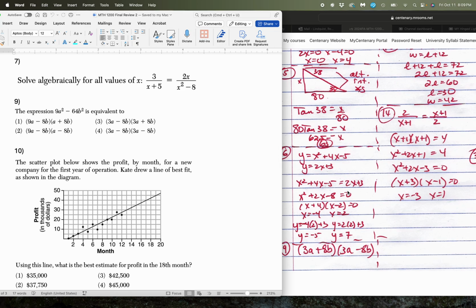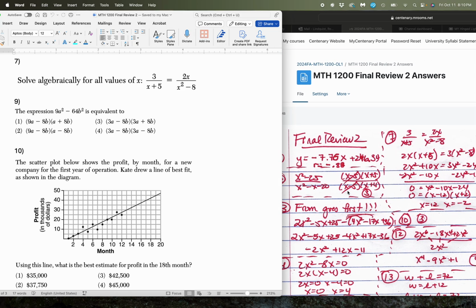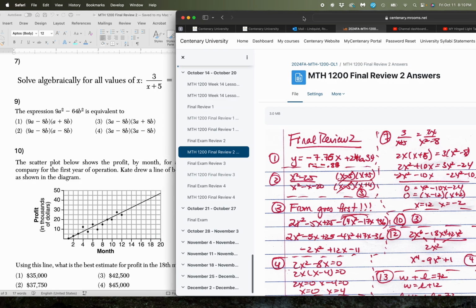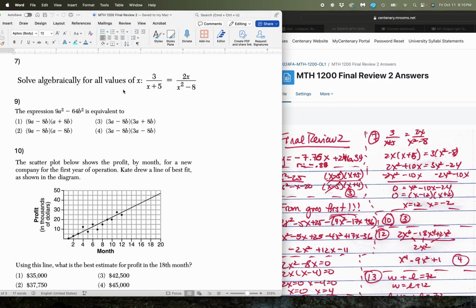Okay, number 7 is up here. Let's move this over a little bit. It's a cross multiply situation. 2x times x plus 5 is going to equal 3 times x squared minus 8. At first, this might look really difficult, but it's not so bad. When you distribute, you get 2x squared plus 10x, and then 3x squared minus 24. Get it all on one side, and we want to leave the x squareds positive. So I subtract the 2x squared and the 10x, and I get 0 equals x squared minus 10x.